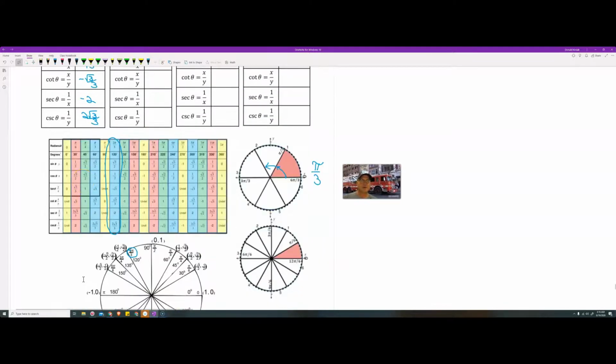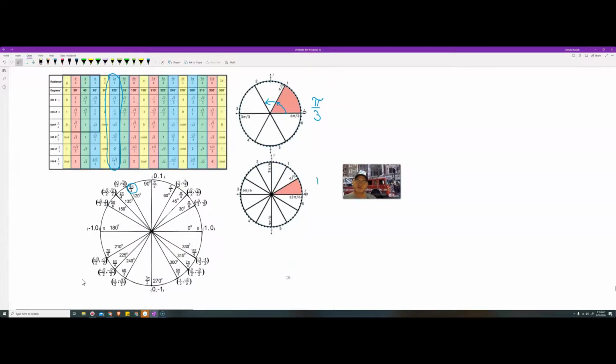Okay, 5 pi over 6. So these are pi over 6 pieces. There's 6 of them on the top and 6 on the bottom for a total of 12. I want to do 5. 1, 2, 3, 4, 5. My endpoint would be right there. There's 5 pi over 6. And there's my 6 trig values.